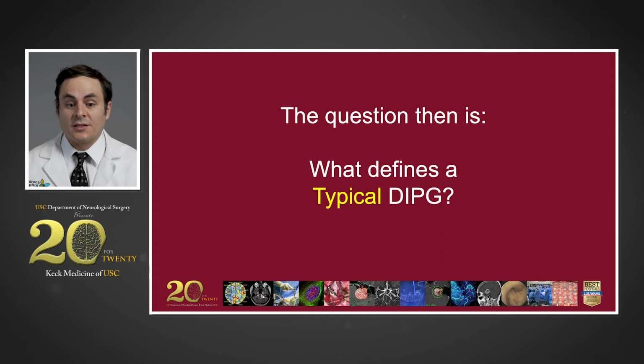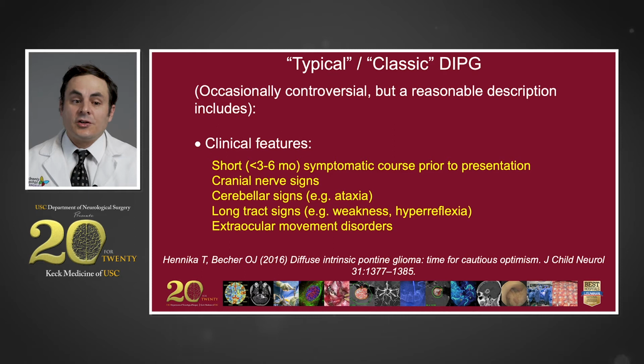A typical or classic DIPG has a definition that occasionally is controversial, but a reasonable description includes certain clinical features. These would include a short symptomatic course prior to presentation, cranial nerve signs, cerebellar signs, for example ataxia, certain long track signs that may be present, like weakness or hyperreflexia, and extraocular movement disorders.